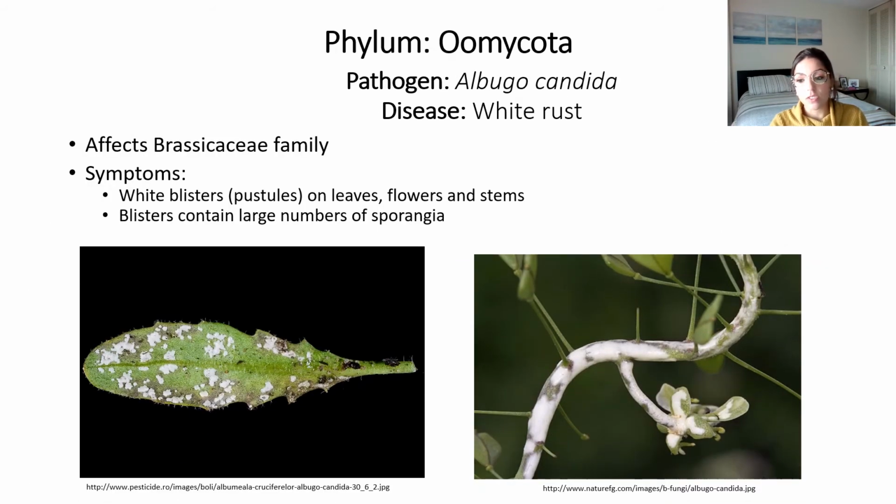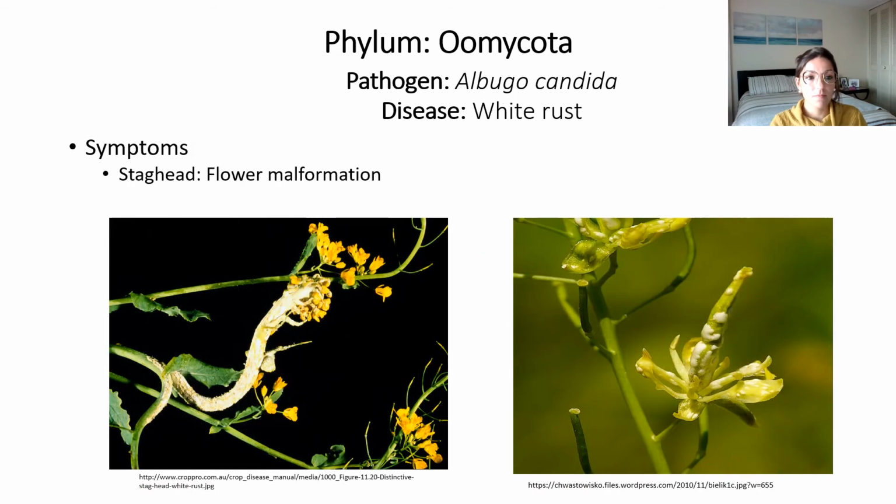The other disease we're studying is white rust, which is caused by Albugo candida, and this disease affects the Brassicaceae family as well. The typical symptoms are white blisters or pustules on the leaves, flowers, and stems. The blisters usually contain large numbers of sporangia. These are the photos of the symptoms. It also causes the stag head, which is the flower malformation, as we can see over here.